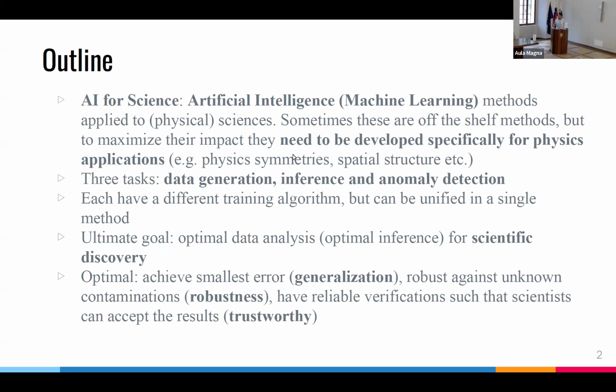But maybe optimal also means that you want to be the most robust against systematics in the data, either unknown systematics or known systematics. And then finally, some people at least believe that we also need to have some kind of trustworthiness, in terms of being able to explain why our data analysis is providing the results, and why these results are perhaps better than some traditional baselines that people have used.